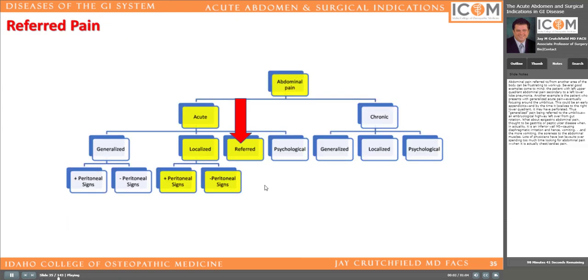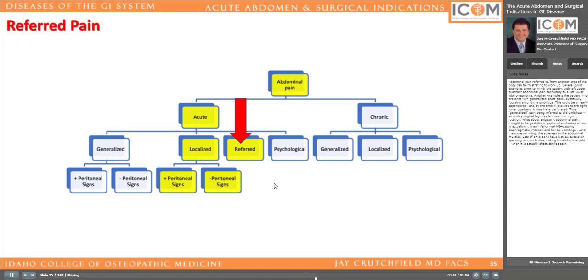Abdominal pain that is referred to or from another area of the body can be very frustrating to work up. Several good examples come to mind. For example, the patient with left upper quadrant abdominal pain secondary to a left lower lobe pneumonia. Another example is a patient who presents with generalized acute pain, eventually focusing around the umbilicus. This could be an early appendicitis, and by the time it localizes to the right lower quadrant, it may have perforated. Thus, generalized pain being referred to the umbilicus first, i.e. from an embryological highway left over from gut rotation.